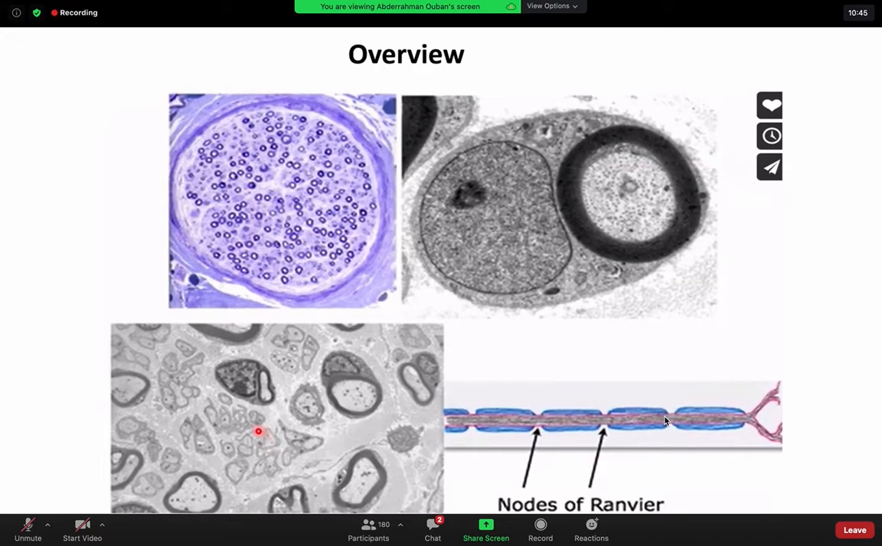All right, so the picture in the left lower quadrant is an electron microscopy picture of a peripheral nerve which shows several myelinated axons, as you can see here, and several unmyelinated axons. If you look at this, one thing that you will figure out right off the bat is that the myelinated axons are larger in diameter than the unmyelinated axons. Remember that all of them, even the unmyelinated ones, are embedded in the Schwann cell cytoplasm.